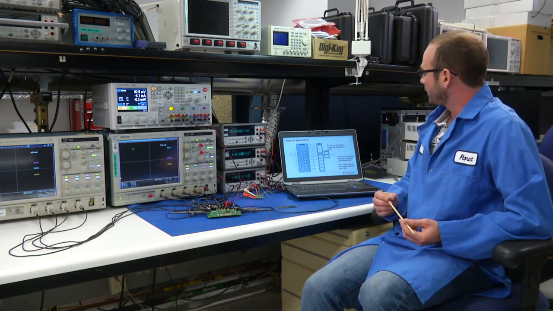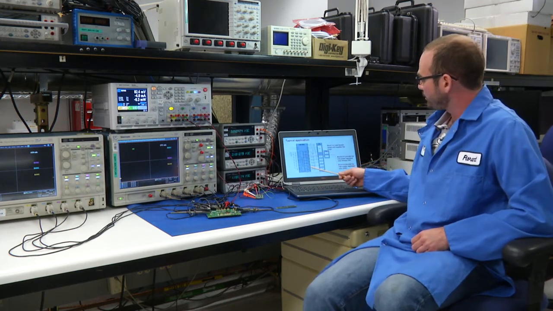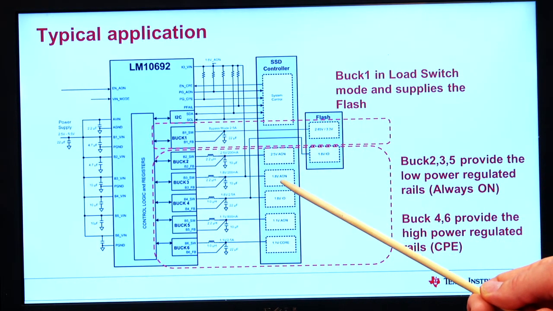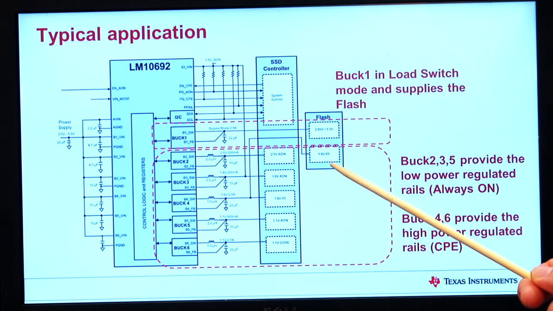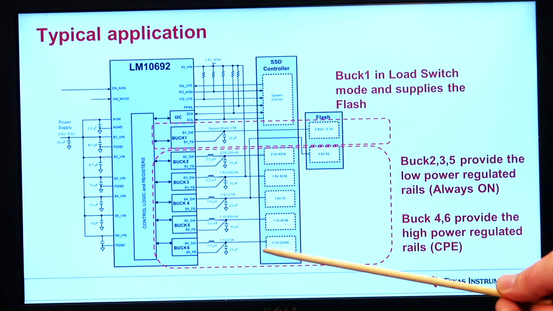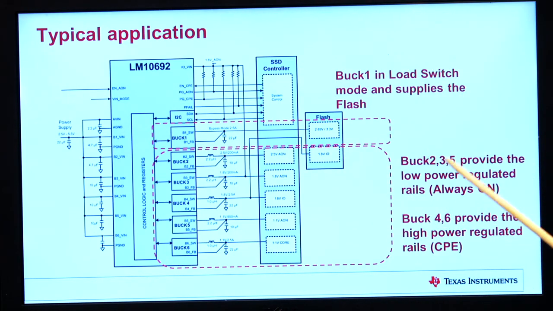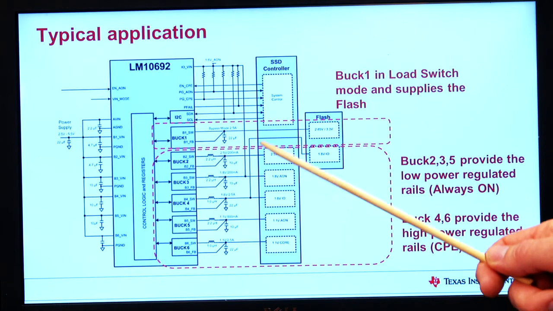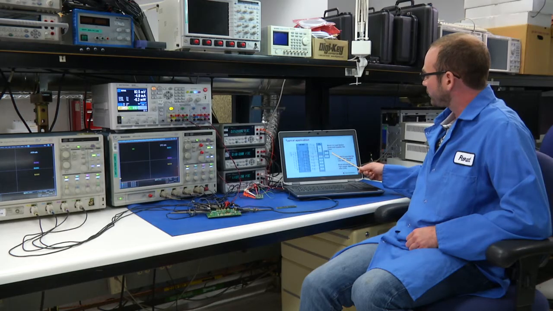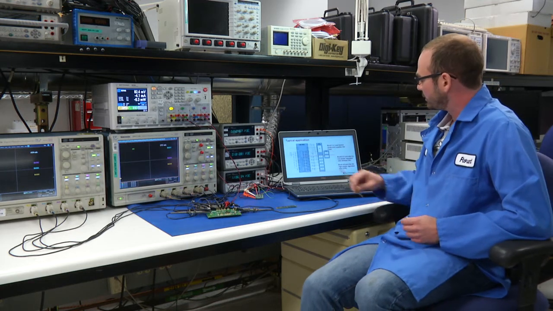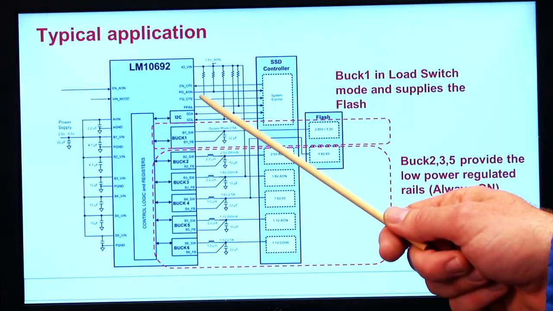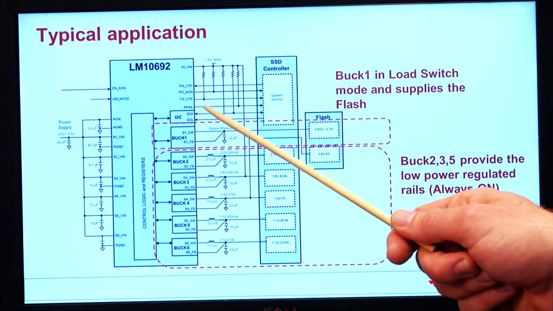Here is the typical application for the LM10692 that is powering the solid-state drive controller and the flash drive. You can see here the 6 buck channels. Buck 2, 3, and 5 provide the low power rails, and buck 4, 6, and 1 provide the core power and the flash drive rails. And buck 1 is operated as a load switch and is supplying 3.3 volts to the flash ICs. The solid-state drive controller is interfacing with the LM10692 through the enable and the power good lines.